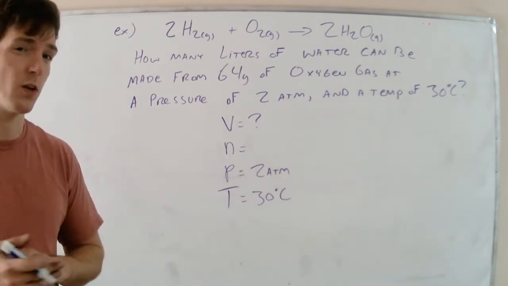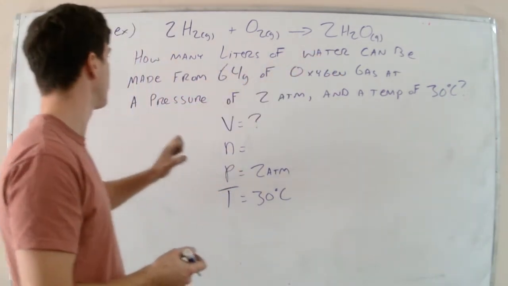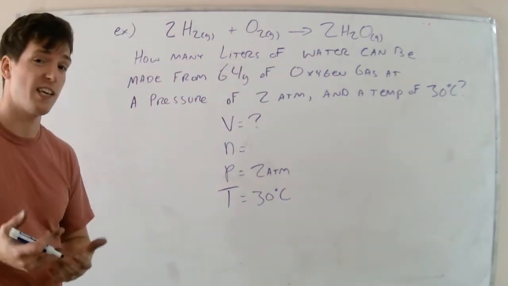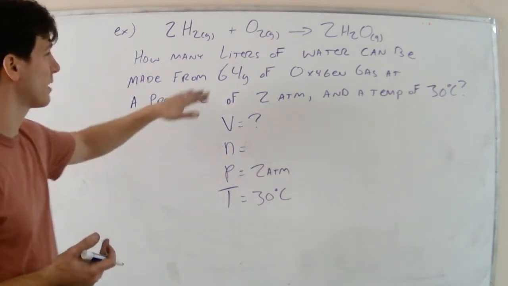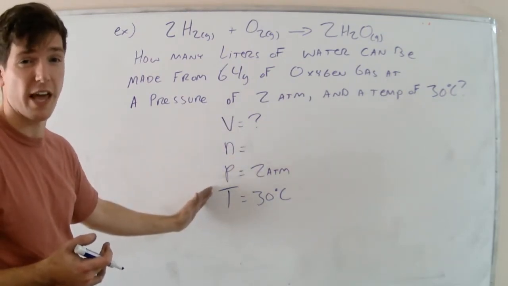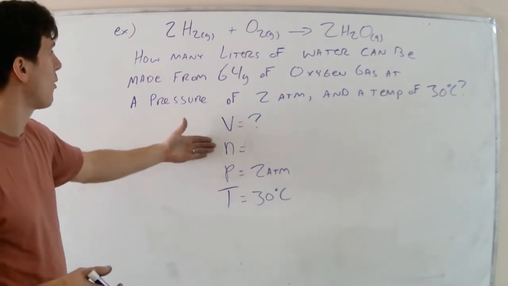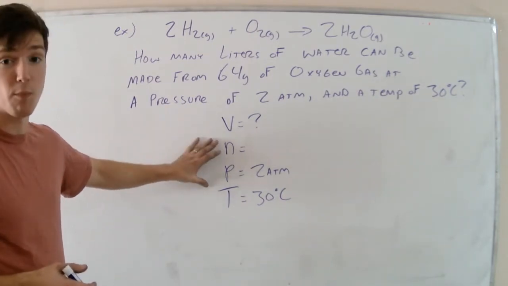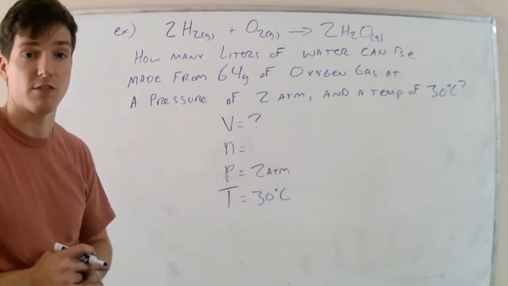But we have to look at the problem. Remember, it's asking how many liters of water can be made. They didn't give you grams of water. They gave you grams of oxygen gas. So yeah, we might want to use the ideal gas law, but we can't do it yet. We need to get the moles of water. Once we get moles of water, then we could plug it into PV equals nRT and find the volume.